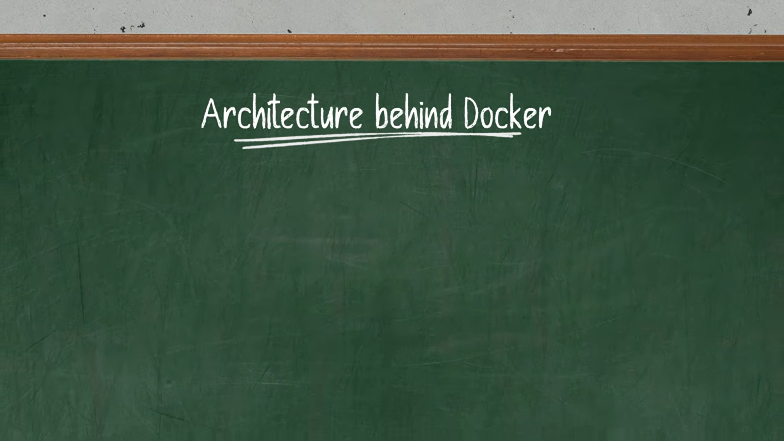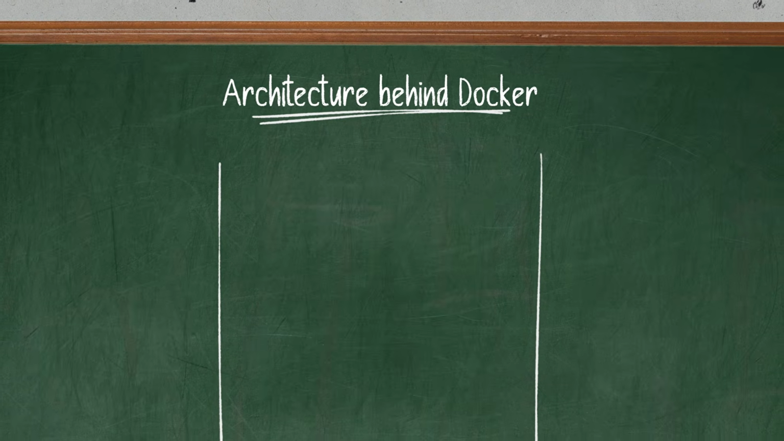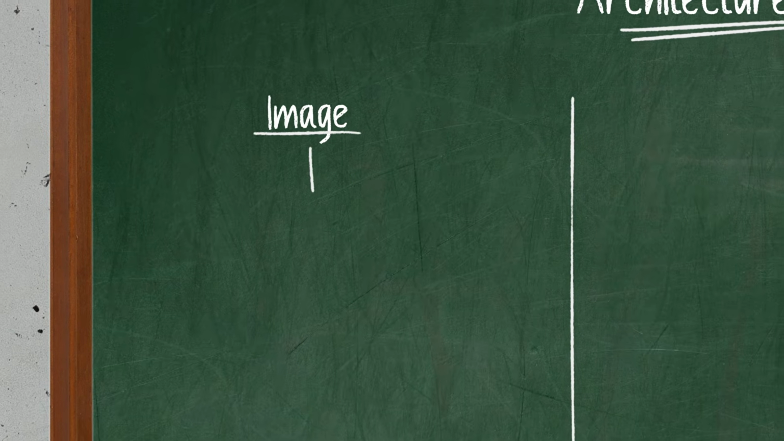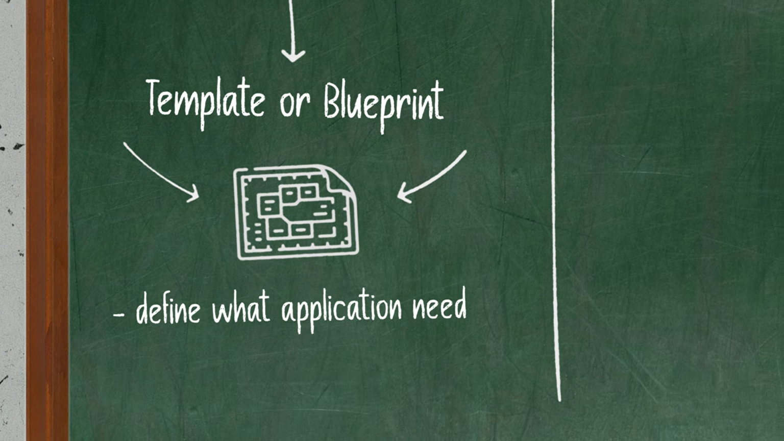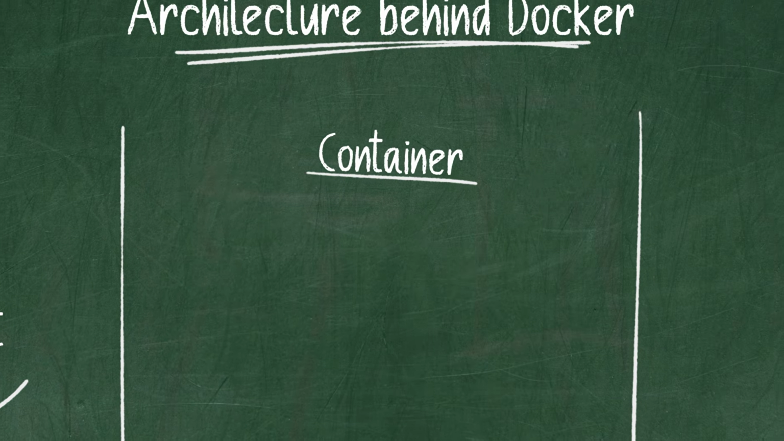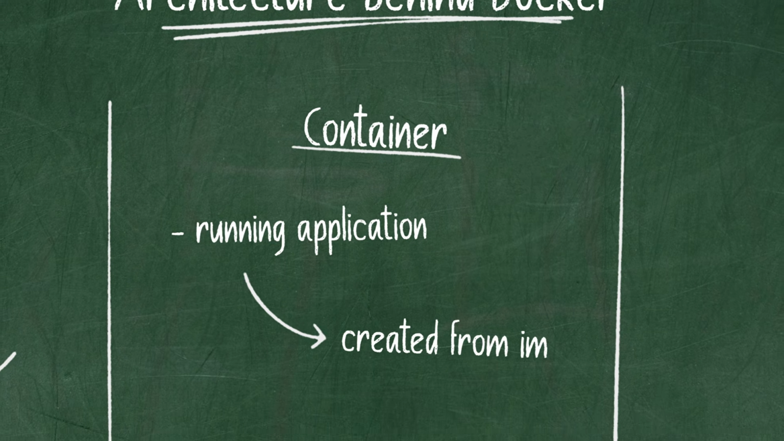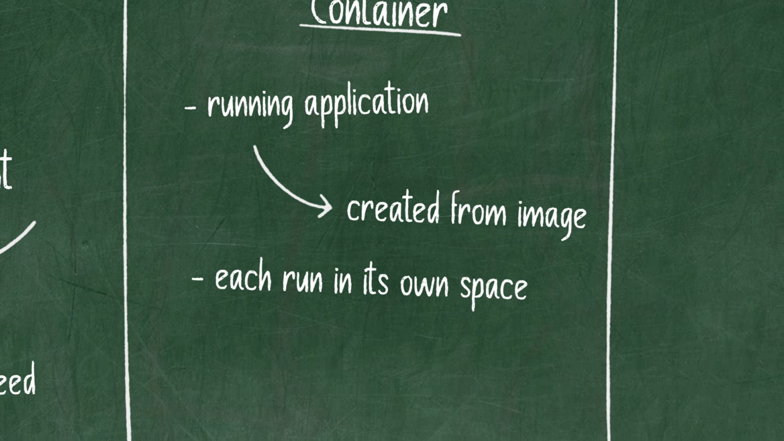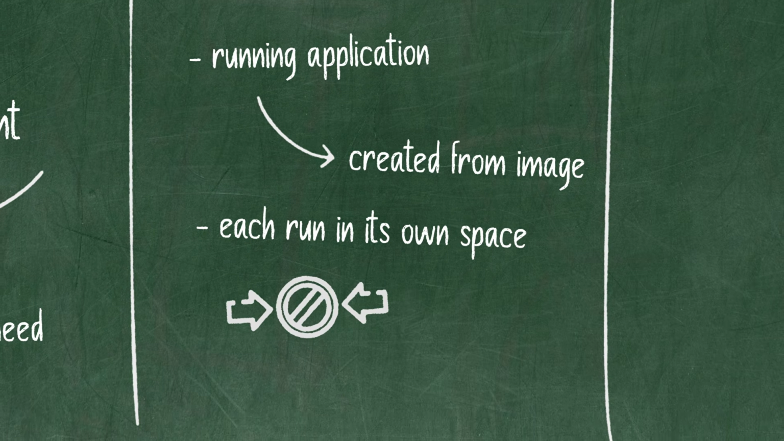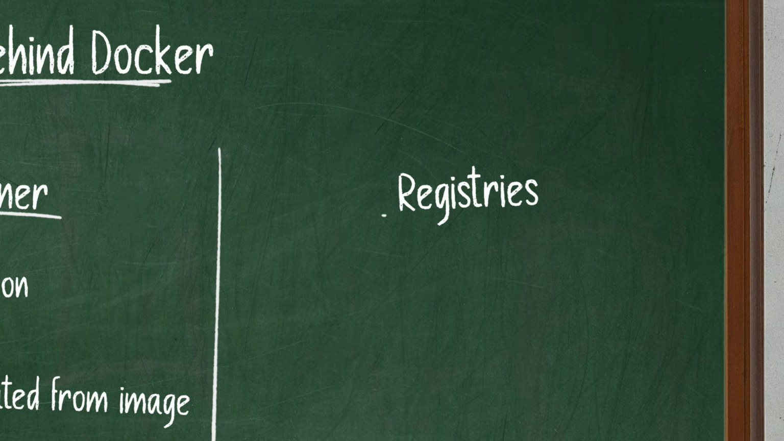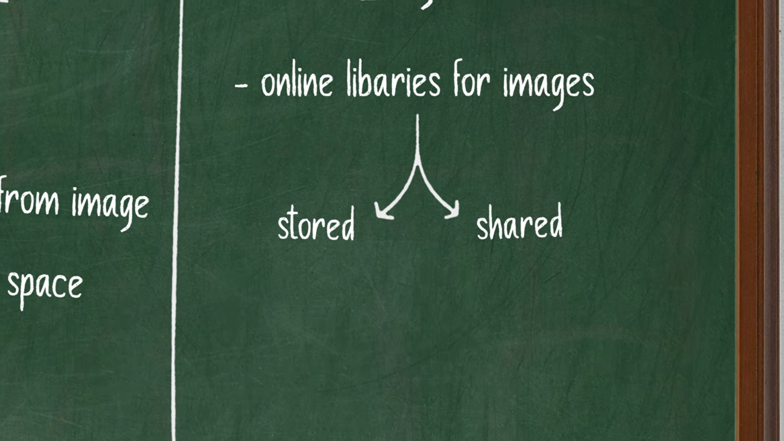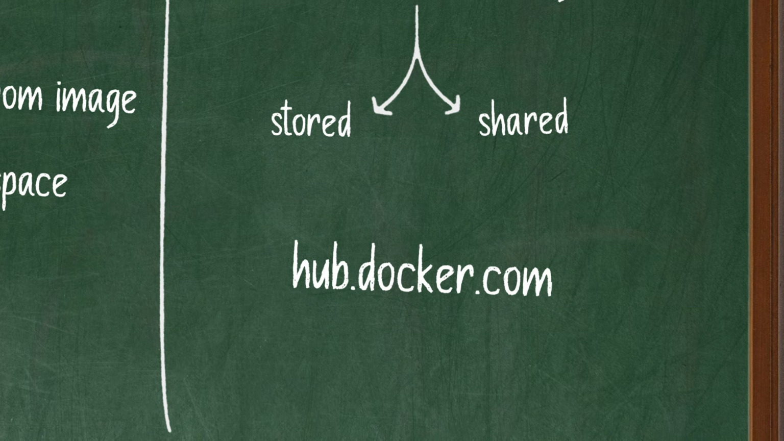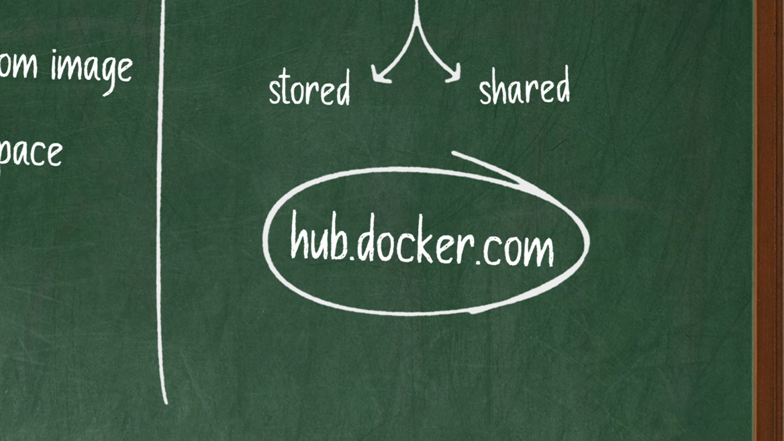To understand this better, let's take a quick look at the architecture behind Docker. At the core, there are three main parts. First, images. You can think of these as templates or blueprints that define what an application needs. Then there are containers. These are the actual running applications created from those images. Each container runs in its own isolated space, so different apps don't interfere with each other. And finally, there are registries. These are online libraries where images are stored and shared. The most common one is Docker Hub, where you can find thousands of ready-to-use applications.